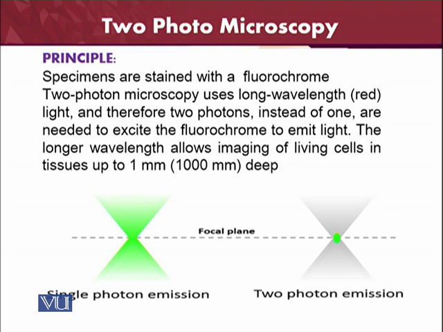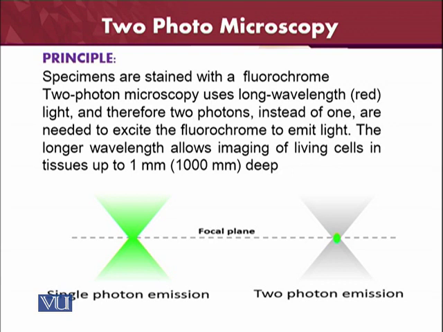Specimens are stained with the fluorochrome, and two-photon microscopy uses long-wavelength red light, and therefore two photons instead of one are needed to excite the fluorochrome, which will then emit light. The longer wavelength allows imaging of living cells in tissues up to 1 millimeter, or up to 1000 micrometers deep.